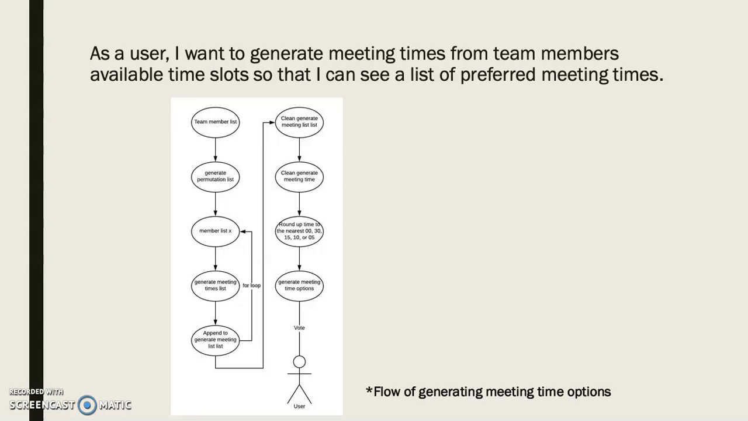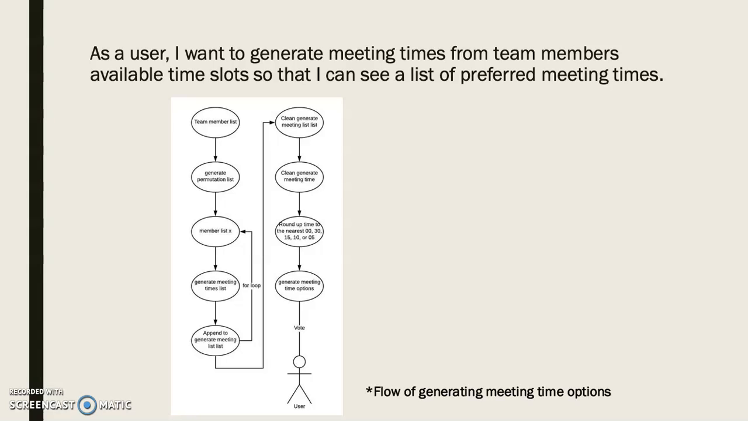After this, it goes to clean the generated meeting list. There are duplicate time slots, so it's going to remove those duplicates. And once the list is cleaned, it goes to clean the generated meeting times.